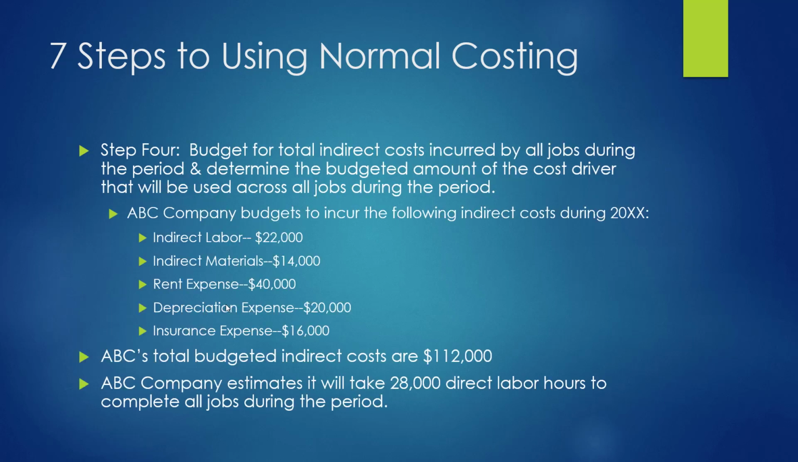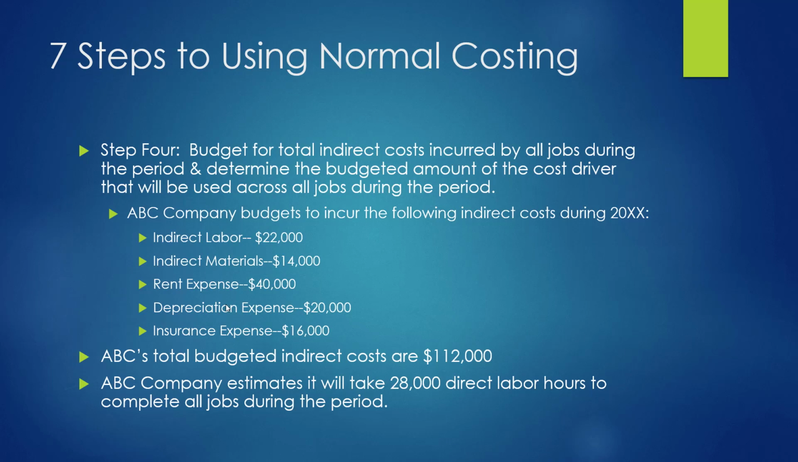Well, now that we have our driver, we have to make two estimates. The first being, what amount of indirect costs do we expect to incur during the period based on what we normally have to pay for these each and every period. And then secondly, how many total units of the driver, in this case, how many total direct labor hours are we expecting to incur, again, based on what normally happens within our business. So ABC Company is going to estimate the following.